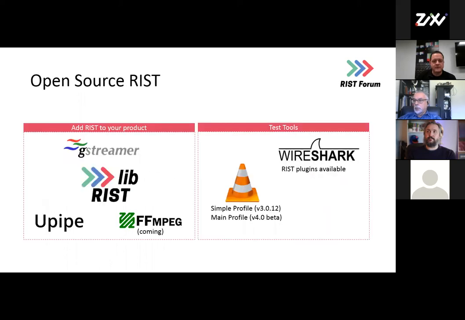So if we go to the next slide, we can talk a little bit more about the open source. Librist, the open source library, you can integrate itself. It's also in GStreamer and UPipe, so you can integrate those products into your code base. And it's coming soon in the FFmpeg code base as well. So those are all ways that you can add RIST input and output support to your own products. And then from a testing standpoint, there are RIST plugins available in Wireshark and also support in VLC so that you can easily watch a RIST stream that you're sending.